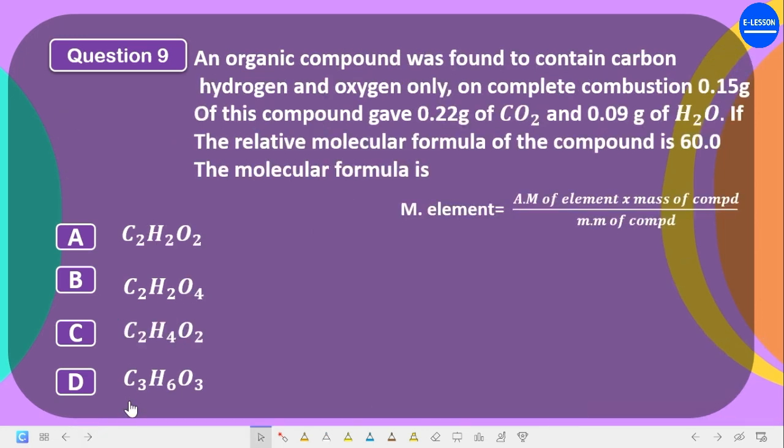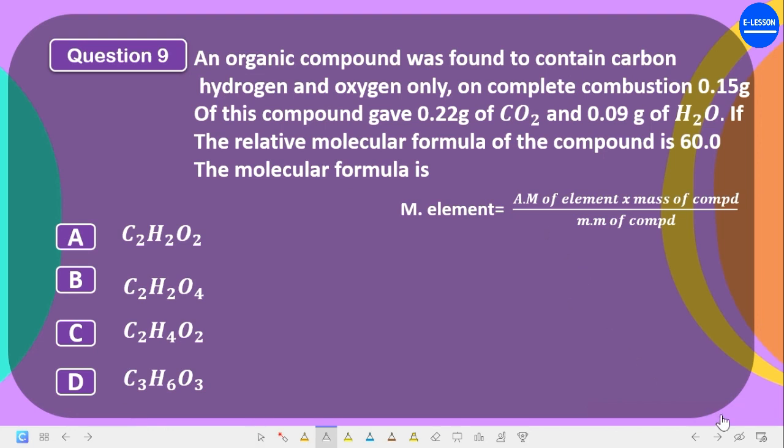Now the next question says an organic compound was found to contain carbon, hydrogen and oxygen only. On complete combustion, 0.15 gram of this compound gave 0.22 gram of CO2 and 0.09 gram of H2O. If the relative molecular mass of the compound is 60, the molecular mass is.